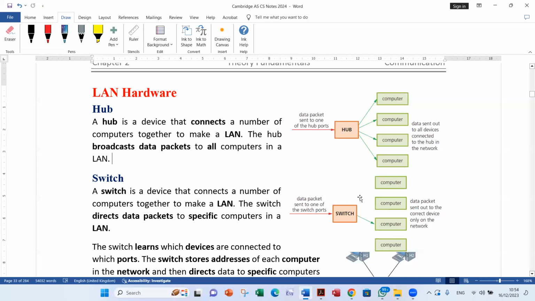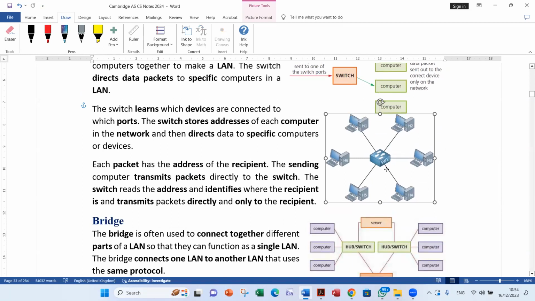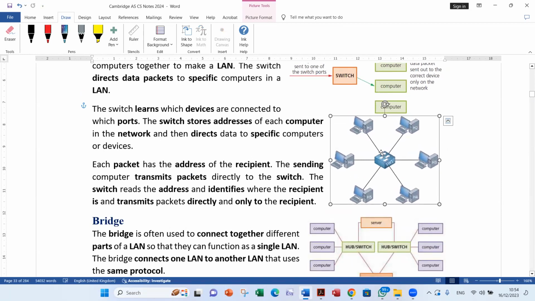So this is a star topology with a hub connected to all computers. This is a star topology with a hub connected to all computers, like this. This is a star topology. This could be a hub or a switch.